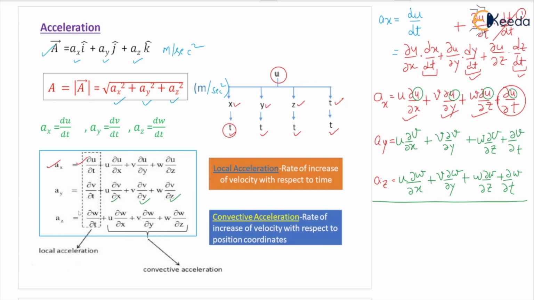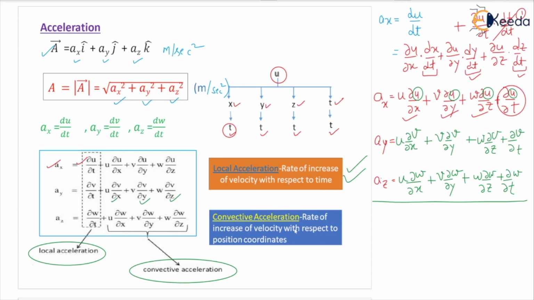Now the question is, the overall equation of acceleration in the 3 dimension can be divided into 2 parts. One is your local acceleration and one is your convective acceleration. So what is local and what is convective? You can see in the diagram here it is shown. So ∂u/∂t, ∂v/∂t, and ∂w/∂t, these 3 terms come under local acceleration. How we can define local acceleration? Local acceleration is rate of increase of velocity with respect to time only.